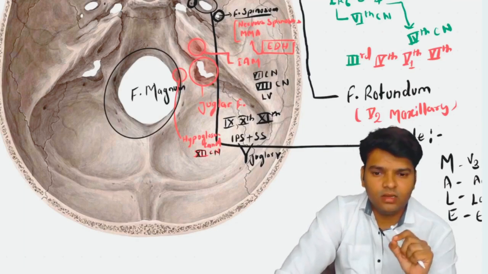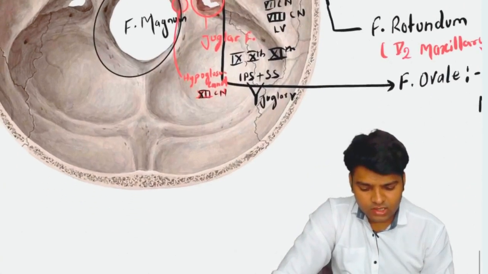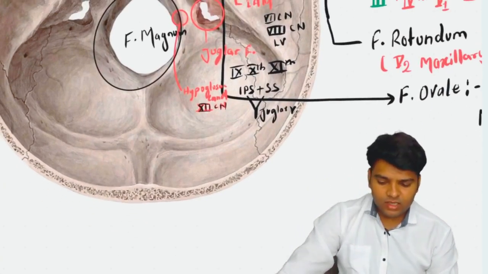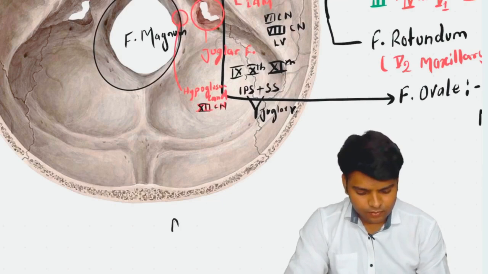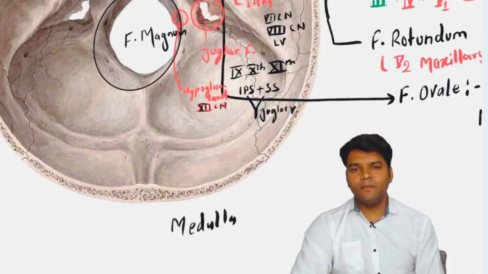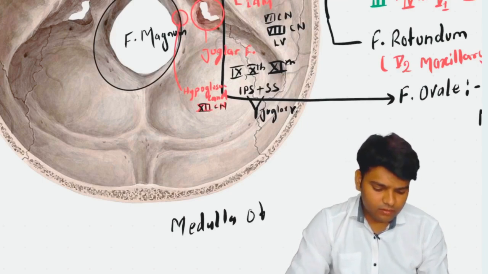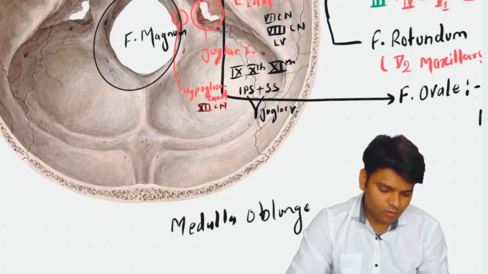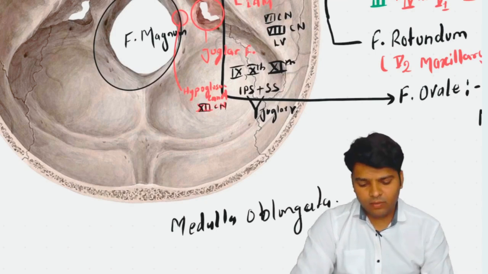It's a very big blunder mistake. Okay, then what are the structures passing through the foramen magnum? Then these are the medulla oblongata. Actually, the spinal cord is starting from the C1 level. Okay, so the medulla oblongata is passing through the foramen magnum.